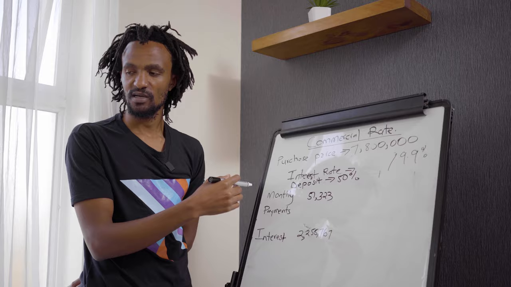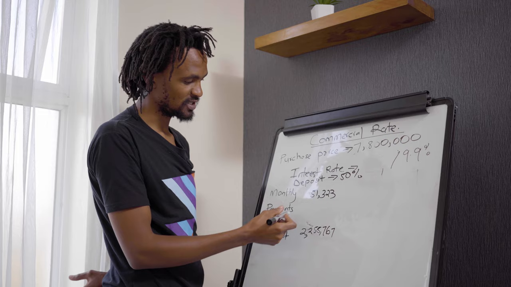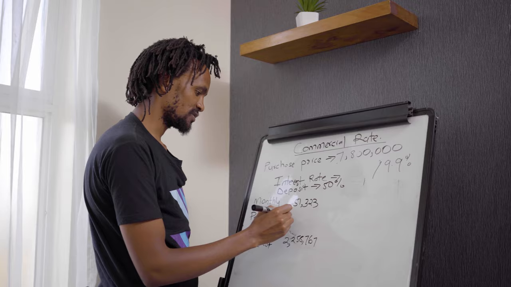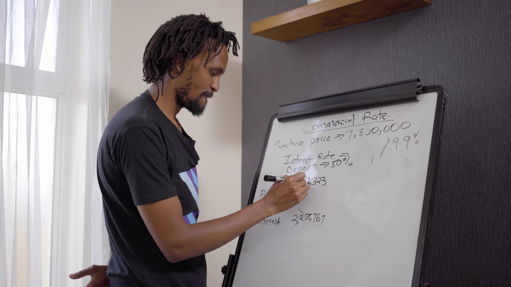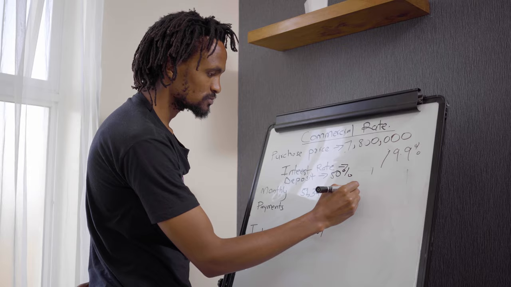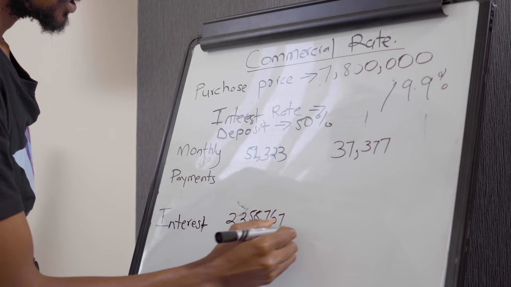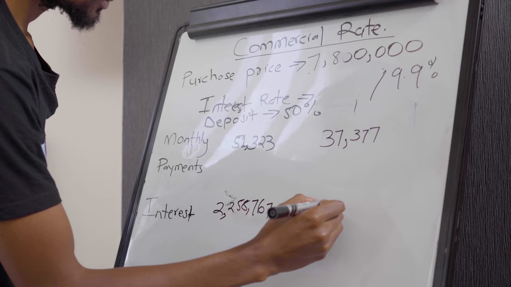So let's do the same scenario for 20 years. Oh, affordable. 37,377 monthly. And then the interest, obviously, will go up because of the time: 5,070,676.